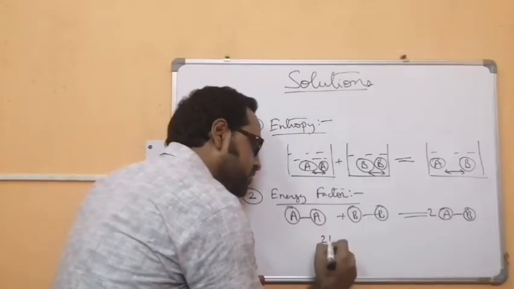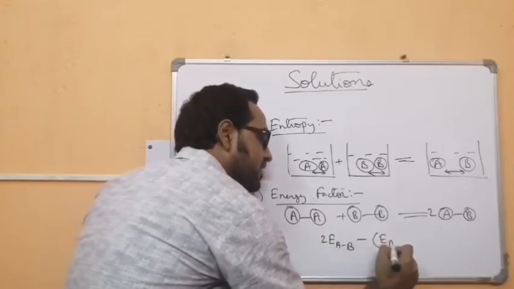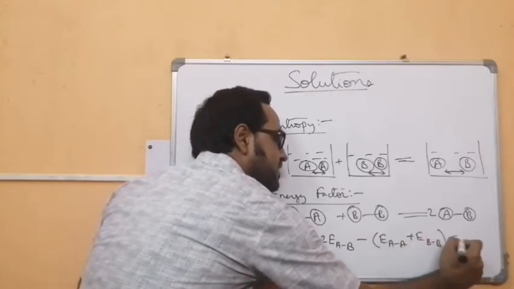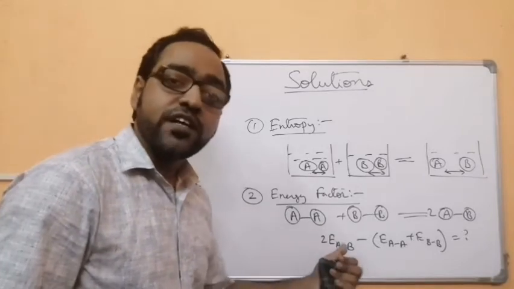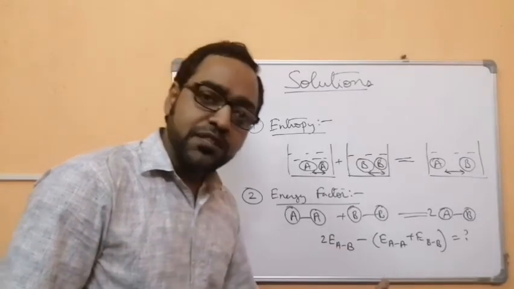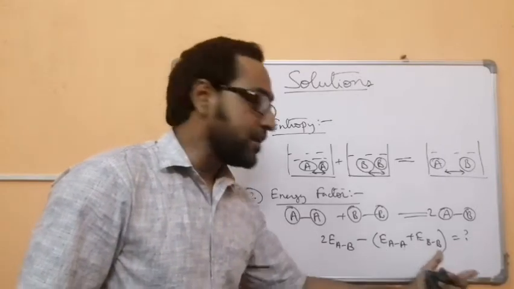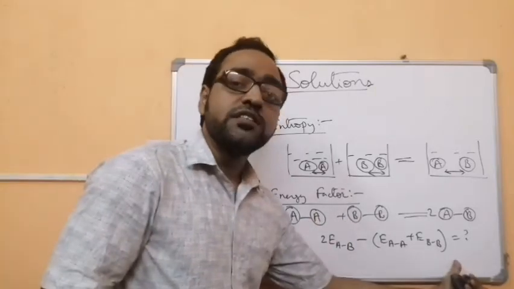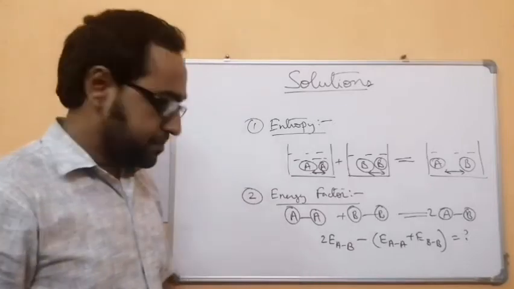So the energy difference, 2 EAB minus (EAA plus EBB), this difference will decide whether the two components will be completely miscible or partially miscible or immiscible. If the value is too large, it will be completely miscible. If the value is less, then it will be partially miscible or immiscible.